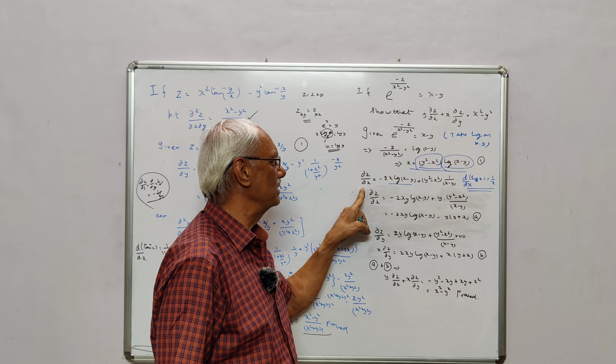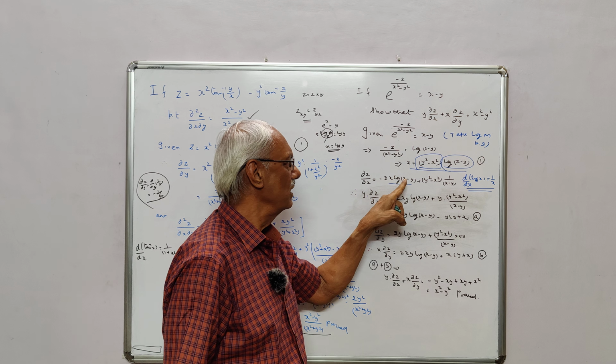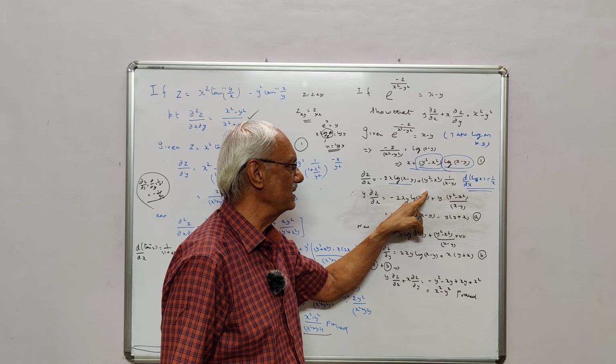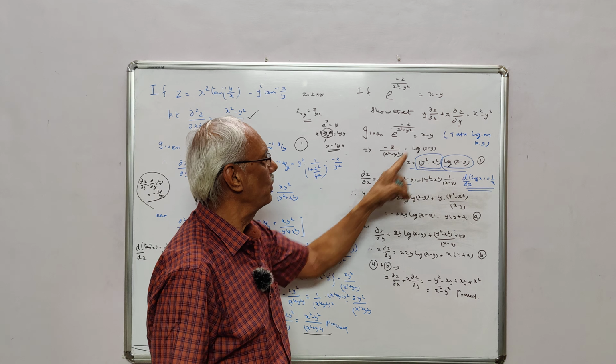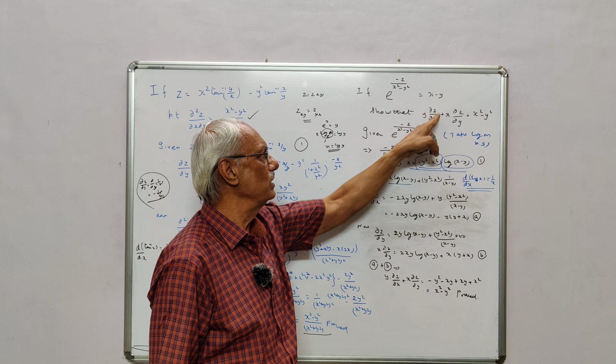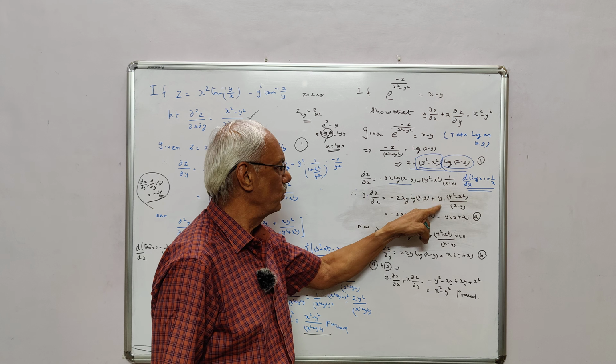So what do you get? dou z by dou x is equal to minus 2x log of x minus y plus y squared minus x squared into 1 by x minus y. And what is the result that I want? y into dou z by dou x. So you multiply throughout by y. So this is minus 2xy plus y into so much.